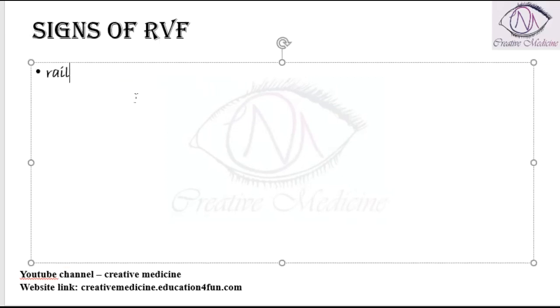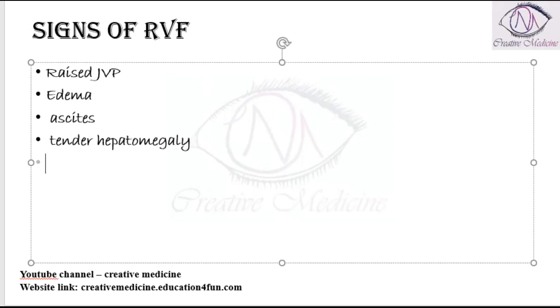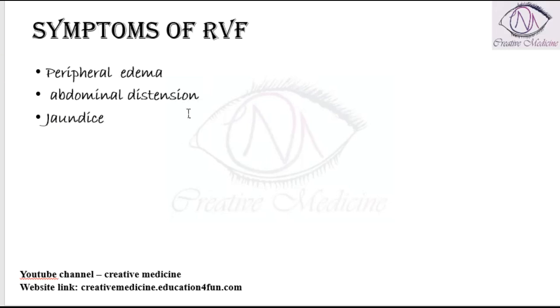Right ventricular failure signs include raised JVP seen with edema, ascites, and tender hepatomegaly seen in these patients with jaundice. Now, why are these seen? This symptomatology is mostly completely different from the left ventricular symptomatology. Now, why is it so?